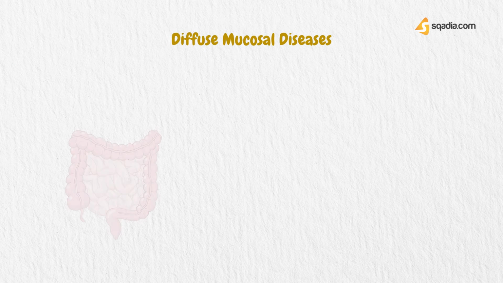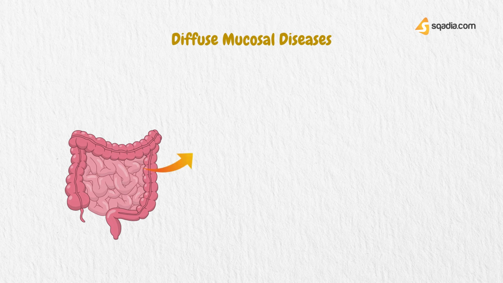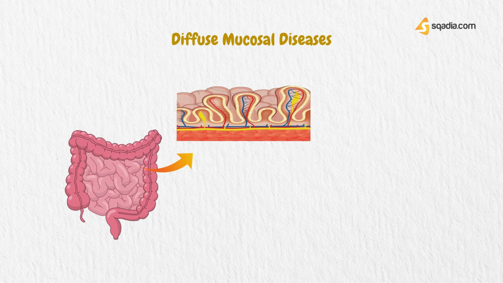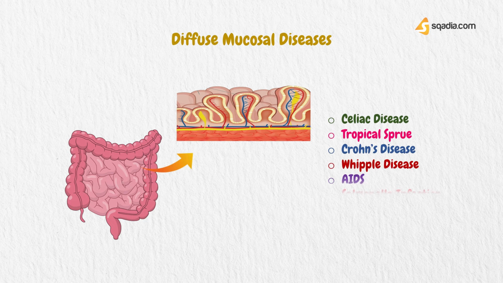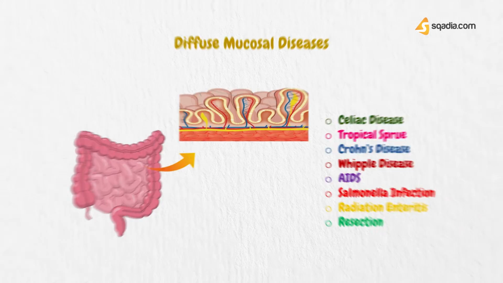But more common than brush border enzyme or carrier defects are global mucosal defects, which happen in diffuse mucosal diseases. And they are celiac disease, tropical sprue, Crohn's disease, Whipple's disease, AIDS, infections, for example with salmonella, radiation enteritis, and after resection of large portions of small intestine.